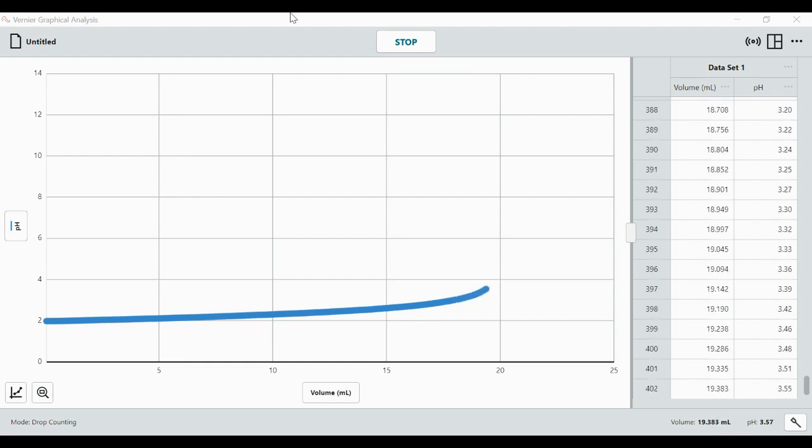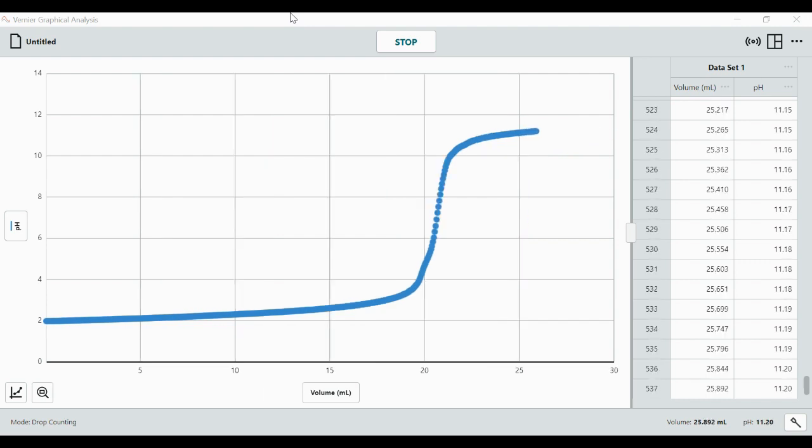This curve is characteristic of a strong acid, strong base titration, which is exactly what we have. We're using hydrochloric acid and sodium hydroxide, which are strong acids and strong bases respectively. Once we get this S curve, we can pretty much consider our reaction to be over, and we let it go just a little bit longer just to see how the rate of pH decreases near the end.